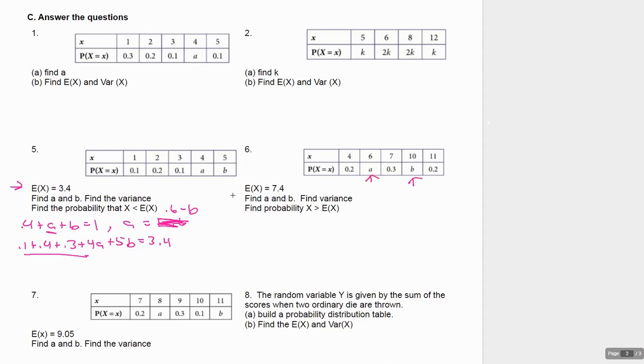Okay, but these two are just a system of equations. You make one equation out of this whole row equaling 1, and then you make another equation by taking this times this and adding this times this, and so on, and then making it equal to 7.4. Once you have two equations, you take the simplest one and get one of the variables by itself, and then substitute back into the other one. Okay. Yeah, I got it.